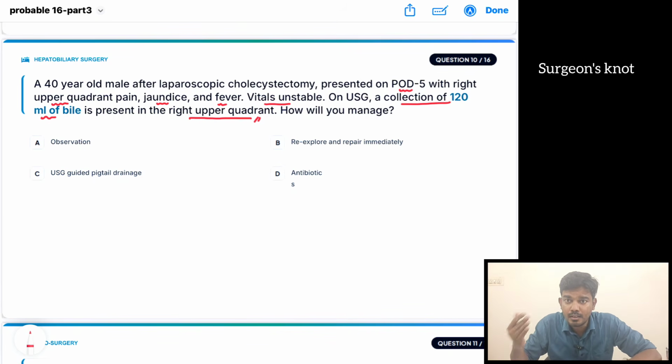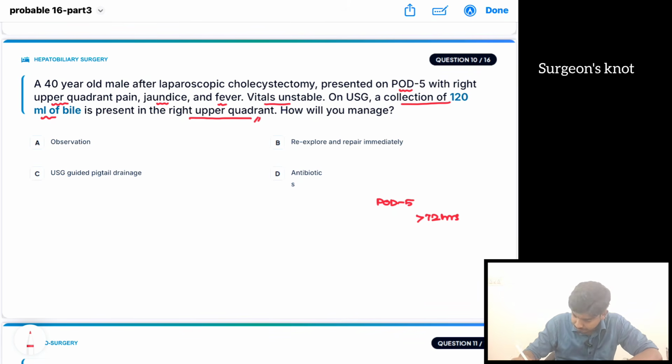On POD5, fever, jaundice, அப்புறம் பெயினோட வராங்க. அல்ட்ராசவுண்ட் பண்ணி பார்த்தா அங்கே கலெக்ஷன் இருக்கு. எவ்ரிதிங் இஸ் சஜஸ்டிவ் ஆஃப் அ பைல் லீக். ஒரு பைல் லீக் அங்கே இருக்கு. ஆனால் பேஷண்ட் is presenting to us after POD5. So patient is presenting to us more than 72 hours. Okay, also vitals are unstable. How are you going to manage?